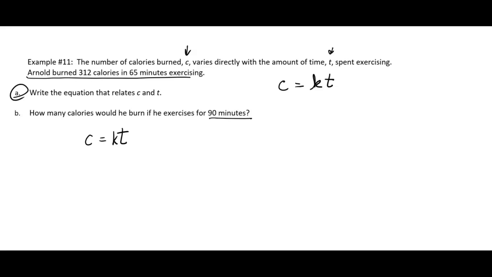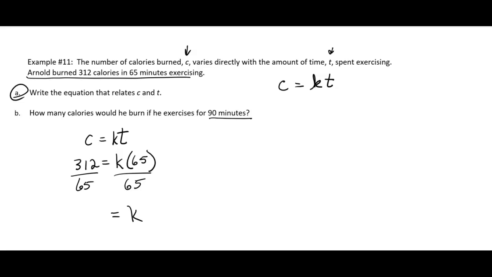It says Arnold burns 312 calories, so 312 for the calories. We don't know what k is, in 65 minutes of exercising. Now we can figure out what k is. That's just an equation, so divide both sides by 65.